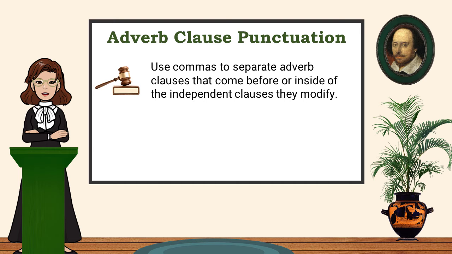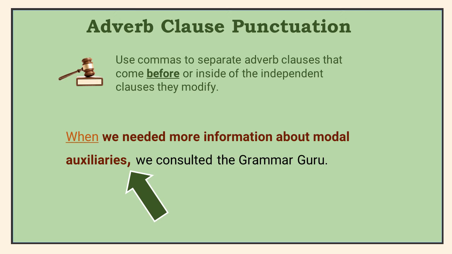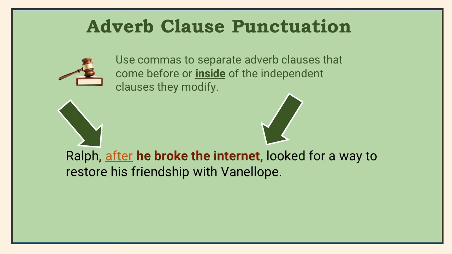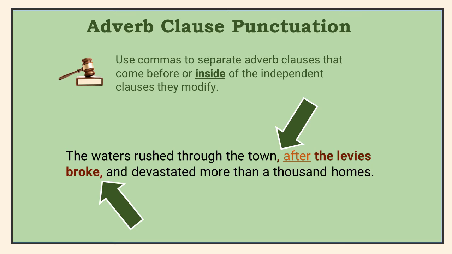Once you can identify adverb clauses, it's time to make sure you punctuate them correctly. Use commas to separate adverb clauses that come before or inside the independent clauses they modify. Notice the use of the comma here, after the adverb clause. And another example of a comma with an opening adverbial clause. Use commas to separate adverb clauses that come inside the independent clauses they modify. And here's another example.